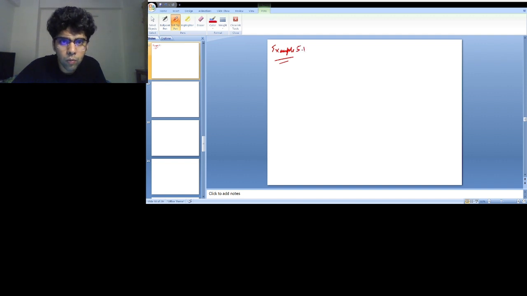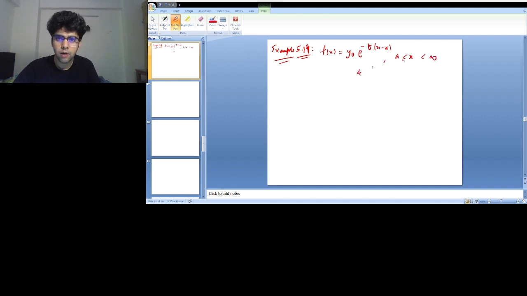Example 5.19. So this says that the PDF is f(x) = y0 e to the power minus b(x minus a), where x lies between a and infinity, and b is greater than 0, where a, b and y0 are constants.